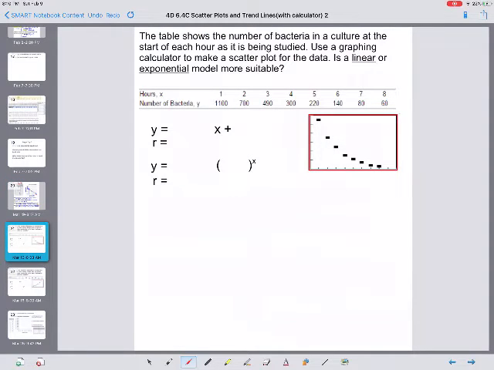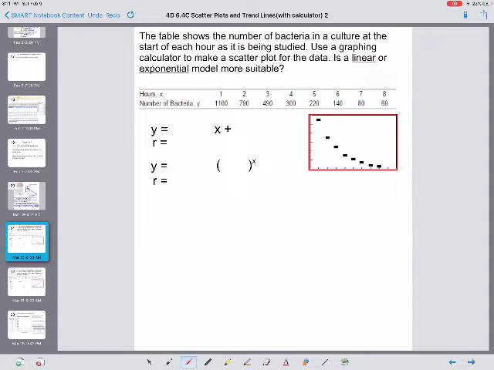Today's lesson is all about comparing the linear to an exponential model. So this table shows the number of bacteria in a culture at the start of each hour as it is being studied, using a graphing calculator to make a scatter plot for the data. That's what we need to do. Is a linear or an exponential model going to be more suitable?